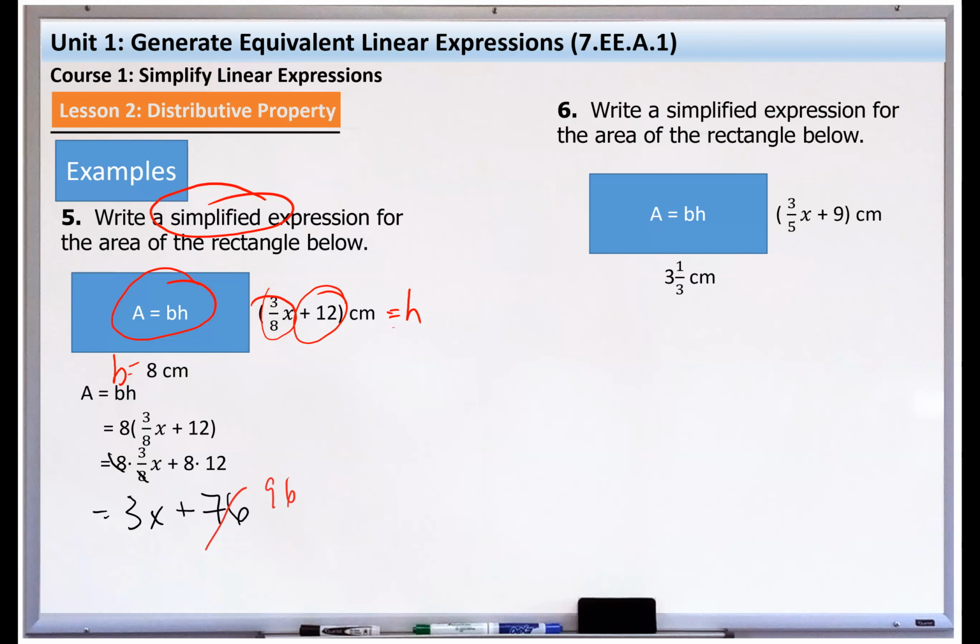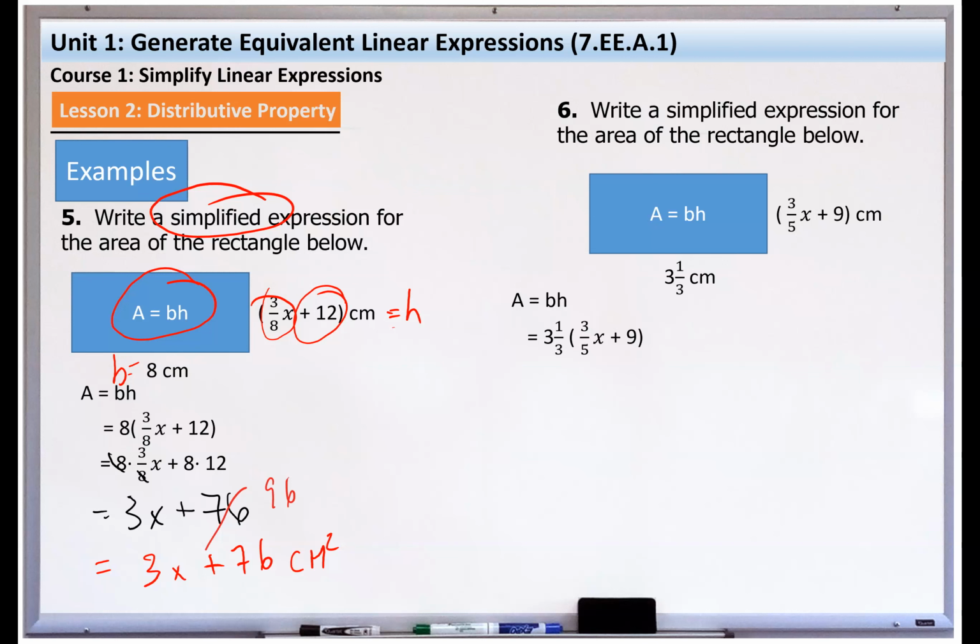All right, what's the simplified expression for the area of the rectangle below? Area is still base times height, so rectangle. We're going to say our base is 3 1/3, and our height is 3/5 times some number x plus 9. I'm sorry. The previous answer is supposed to be 3x plus 96 centimeters squared because it's area. Sorry about that, guys. Base times height.